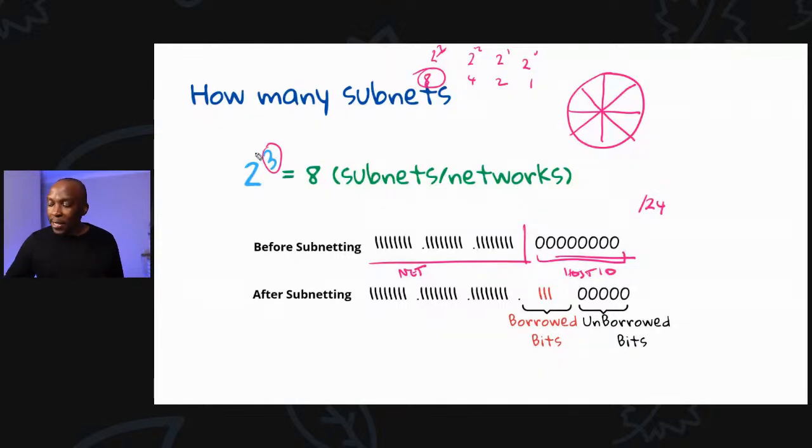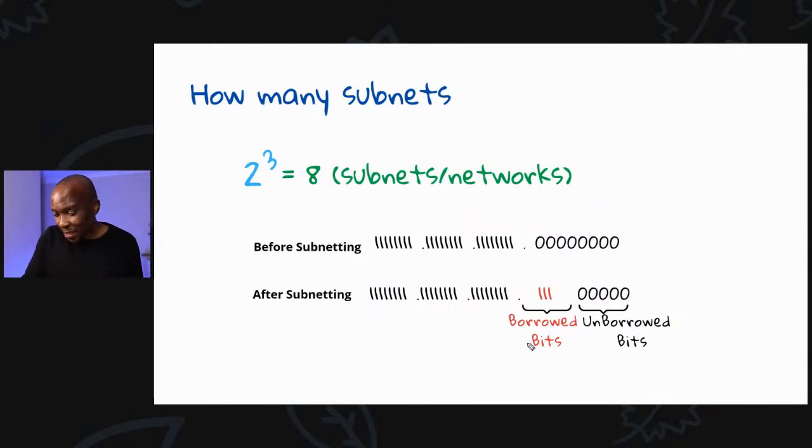And in the old subnet, we had 8 bits that were reserved for the host ID. When we borrow 3 bits, how many remain? 5 bits remain. So we borrowed 3 and 5 bits remain. 2 to the power 3 is 8, so we've got 8 networks. Now, how many hosts can we have per network?